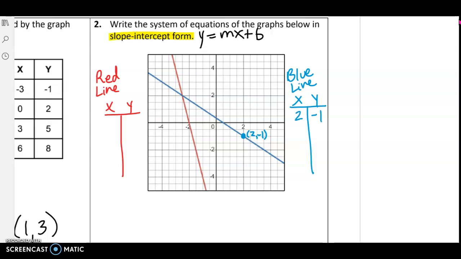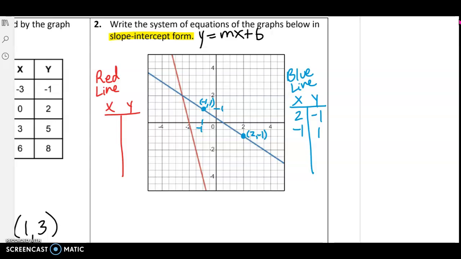And I need one more point, preferably one that is a whole number. So let's see, what about right here? This is another really good one. This one is at -1, comma, +1. See, right here is -1, and right here is +1. So I'm going to put the point -1, +1 in that table.